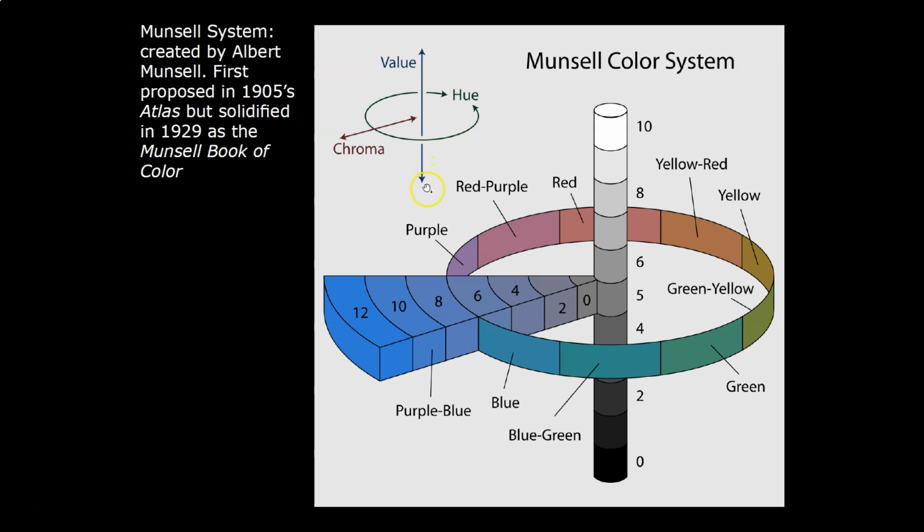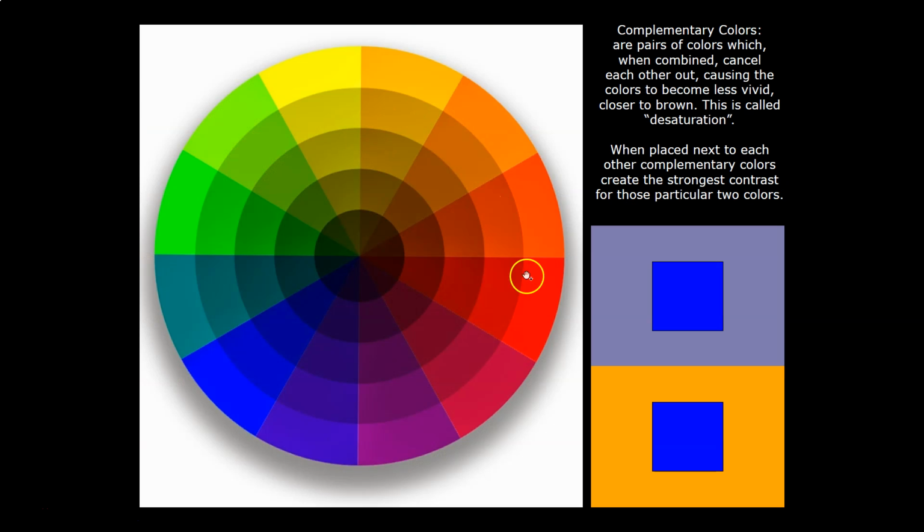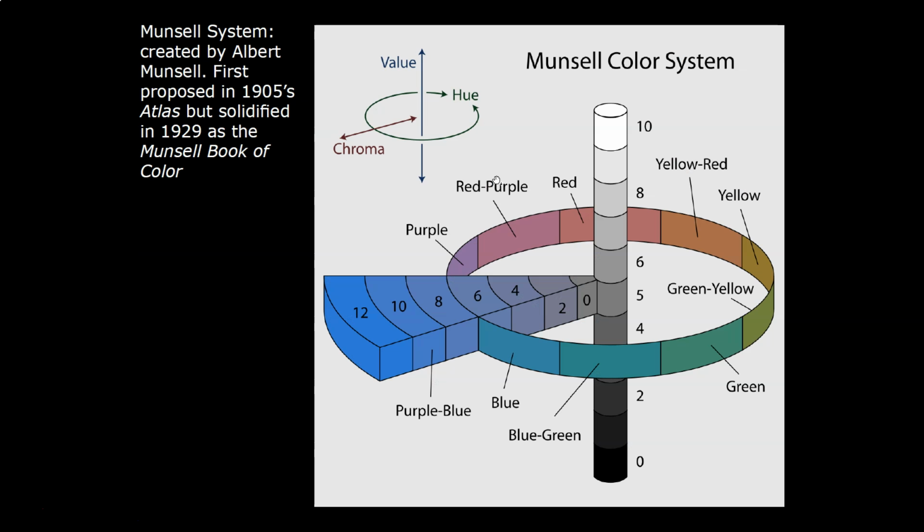So what we think about there is that value is how light or dark a color is, with 10 being white and 0 being black. The chroma, or well, the hue, sorry, the hue is basically just the color wheel. It's the spectrum of colors. So that's the color wheel. It's like on the equator. This is like on the axis of the Earth.